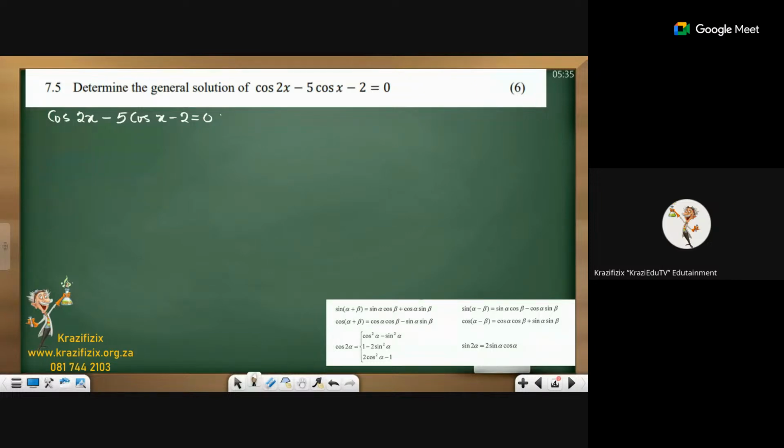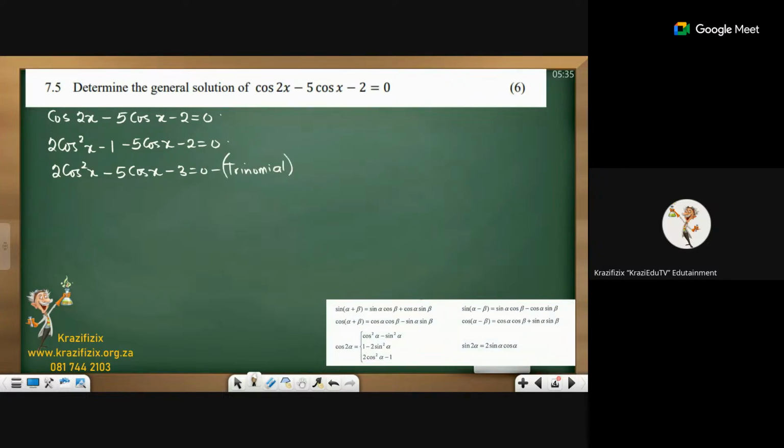That's one of the notes I gave. Try to leave it as a single trig ratio if possible. Sometimes you have to mix both sine and cos, but if possible, work with one trig ratio. In this case, I could work with 2 cos squared x minus 1 minus 5 cos x minus 2 equals 0. So 2 cos squared x minus 5 cos x is now a trinomial. We need to learn to see a trinomial.